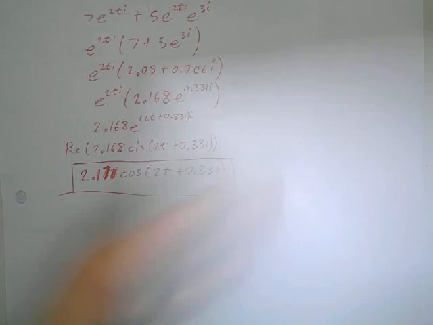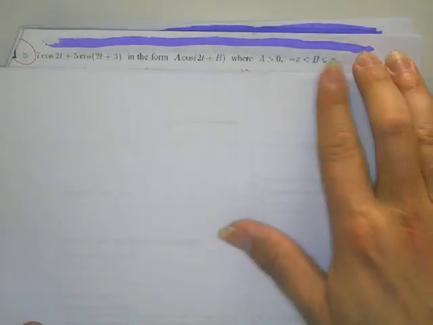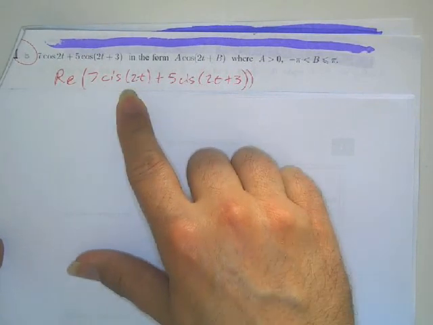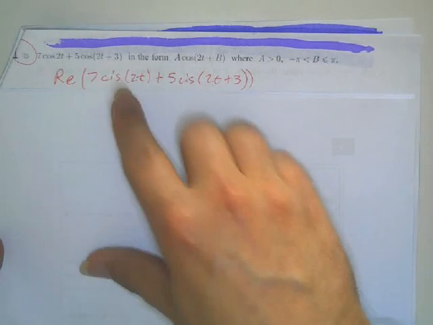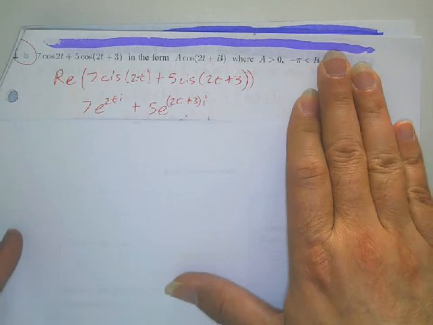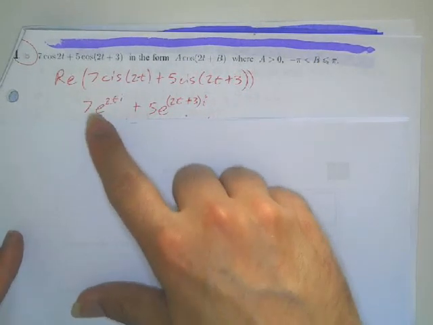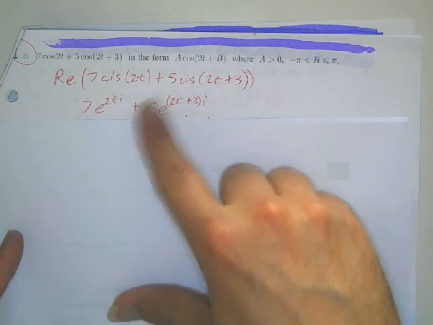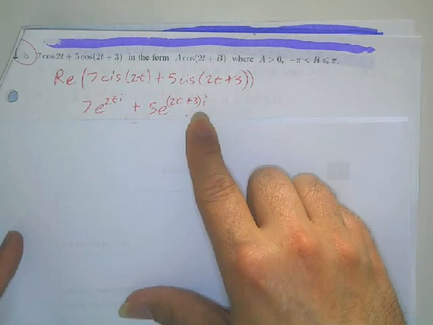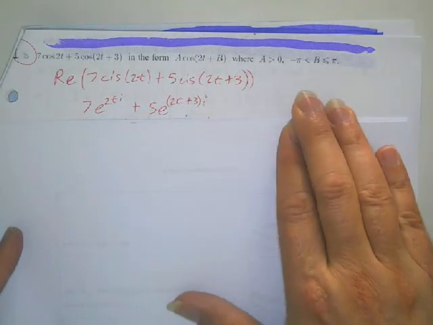I'm just going to walk through the answer rather than solving this all out. So first thing I'm going to do is write this with the real and the cis. Change that cosine to cis. Now I'm going to rewrite this in exponential form, in Euler form. So I have 7e to the power of 2ti plus 5 times e to the power of 2t plus 3i. You might want to hit pause when you want to check your work.